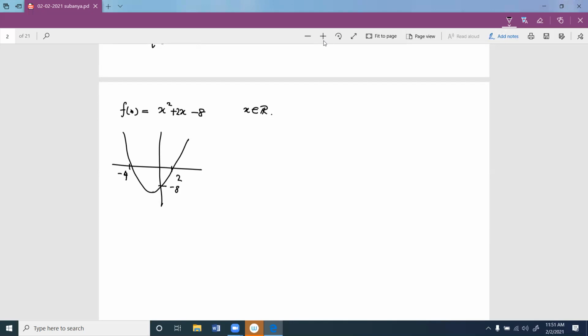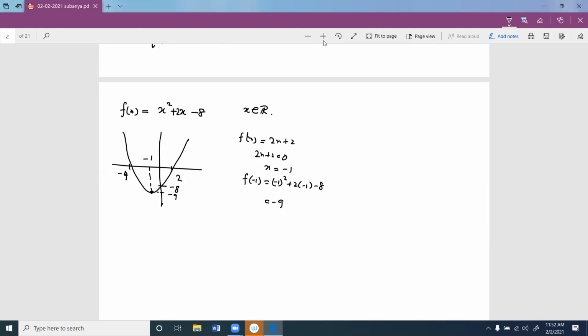And we need to find this minimum value. But how to find this minimum value? The best way of finding the minimum value is to differentiate it. This is the way of doing this question. The derivative is 2x plus 2, and at the turning point 2x plus 2 equals 0. Therefore, x equals minus 1. That means its minimum value comes at x equals minus 1. And if you put minus 1 into the function, what do you get? Minus 1 squared plus 2 times minus 1, minus 8. Therefore, it turns out to be minus 9. So the minimum value obtained for this function is minus 9.